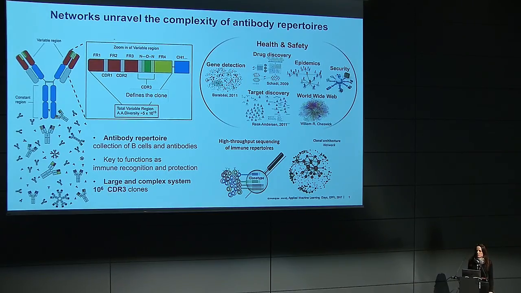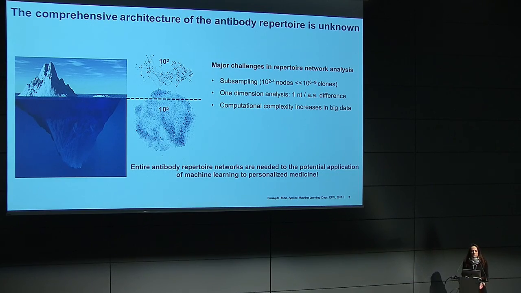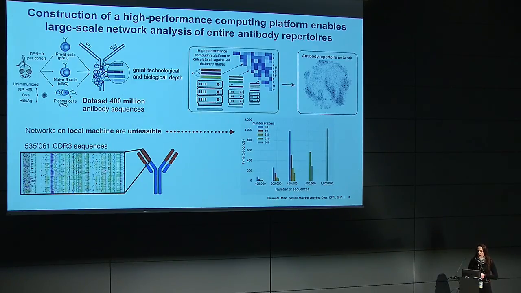The way of studying this immune response is networks, as this is a way of studying complex systems in general, so very large systems. There are particular challenges that have made it impossible to study the comprehensive similarity of the sequences, specifically subsampling, for example. The analysis is only one-dimensional, so basically you only measure one amino acid difference between the different antibody sequences. And then there is the computational complexity, so that's why we have developed high-performance computing in order to reduce the time and make it possible to construct very large-scale networks of millions of nodes in only about 10 minutes.